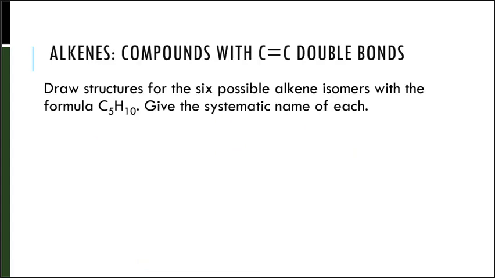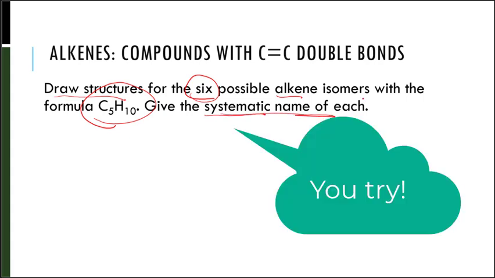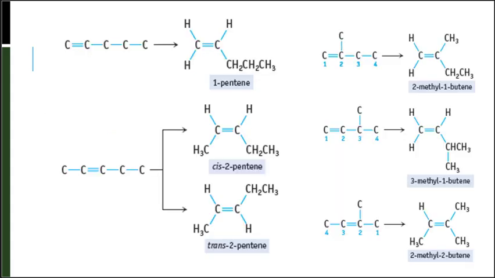Why don't you pause the video here and try to draw structures for the 6 possible alkene isomers with the formula C5H10, and then give the name of each. Let's look at the 6 different ones. You could draw 5 in a row with the double bond being right after the first one. That name would be 1-pentene.